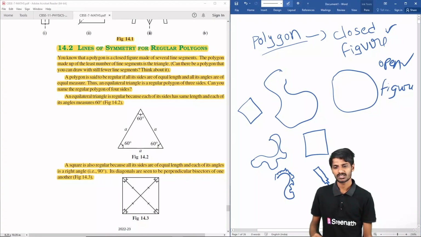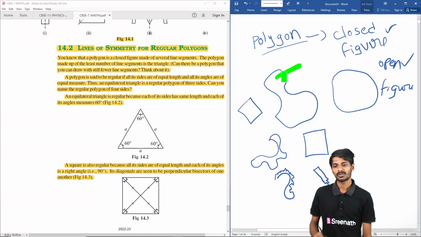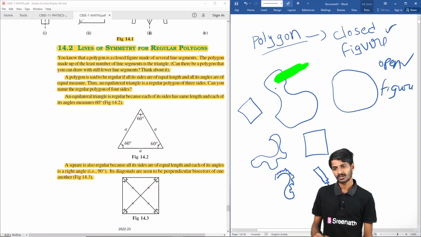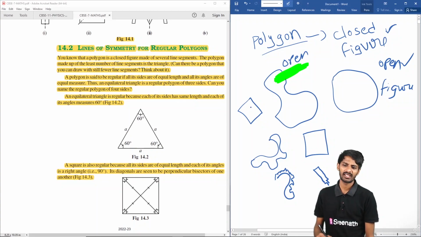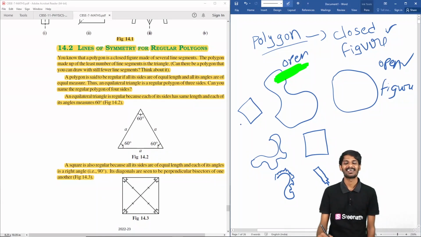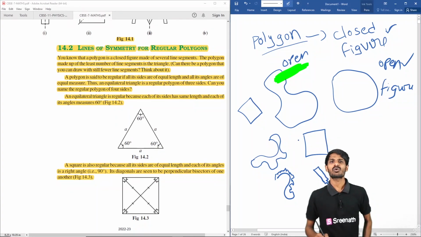Now observe this. It started here, it goes on and on. There is some small space here, and here, and here. So it is called an open figure. Why? Because it has some opening. Coming to this, is it having any opening? No. So it is a closed figure. What about this? It is also a closed figure.